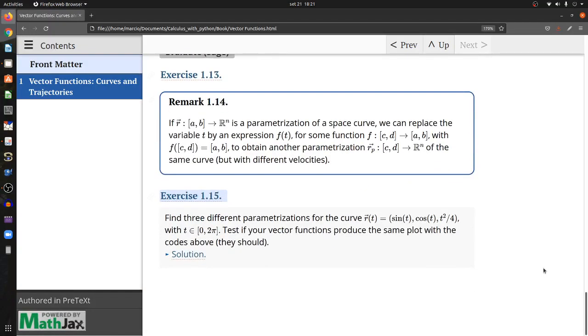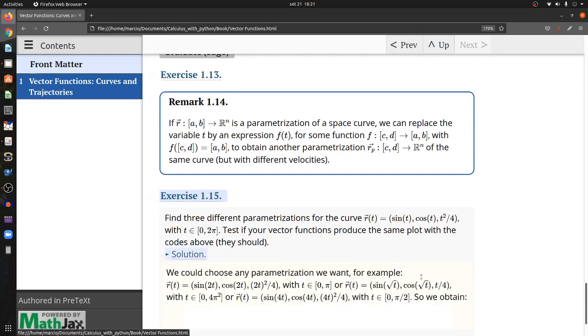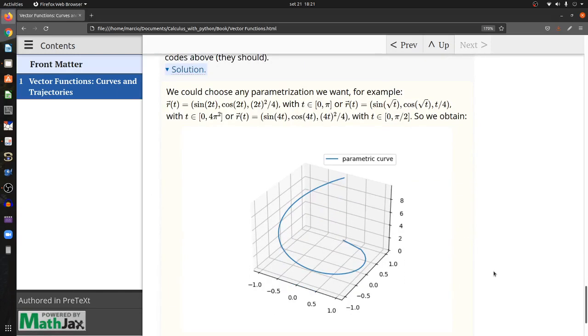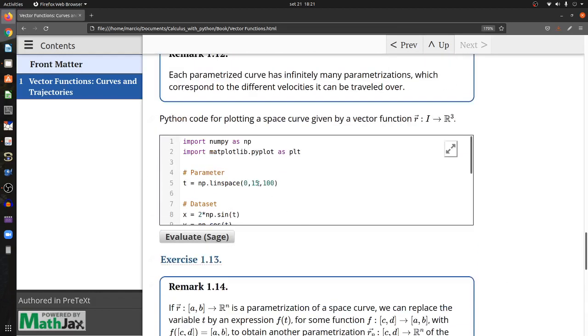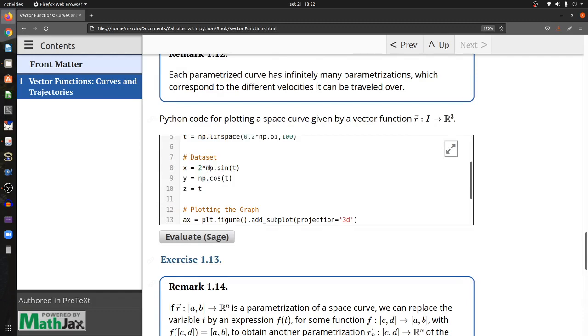Exercise. Find three different parametrizations for the curve R, with t in 0 to pi. For this exercise we could change t in any way we please, as long as we make the respective change in the domain. For example, we could make R of t equals sine of 2t, cosine of 2t, 2t squared divided by 4, with t in 0 to pi.